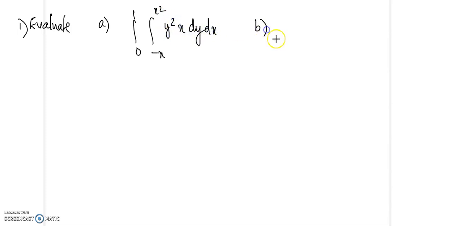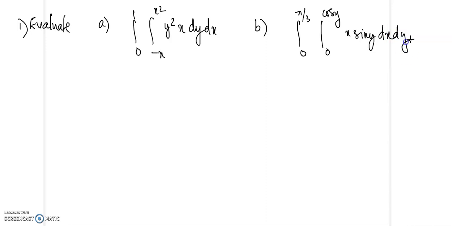Evaluate. The first problem is integral 0 to 1, then minus x to x square, y square x dy dx, and the second is integral 0 to pi by 3, then 0 to cos y, x sin y dx dy. For the first integral, the notion of integration remains the same. First we integrate with respect to y, partially, keeping x constant. Then we apply the limits for y, which are minus x and x square. So we replace y with terms of x, so the whole function will reduce in terms of x.